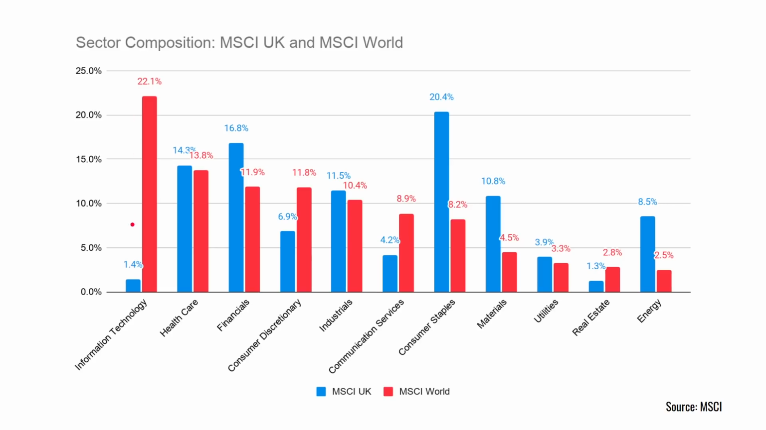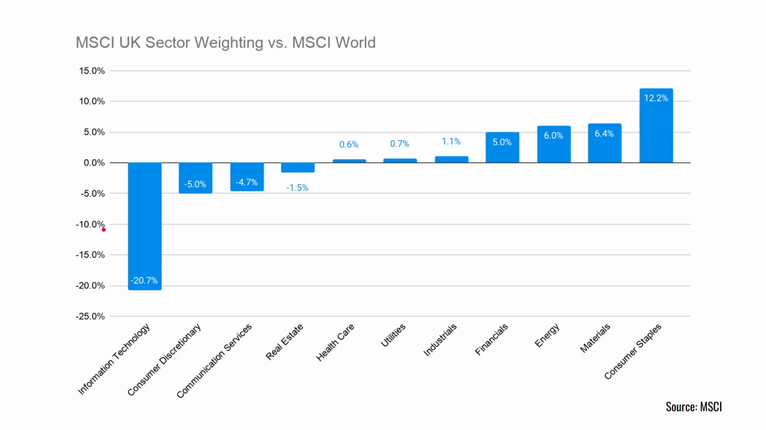The sector composition, which is the kind of industry breakdown for UK equity, is also very unusual. The red bars show you what the sector composition is for MSCI World, which is developed market equity, and the blue bars show you the sector composition for MSCI UK. Notice how many of the bars are very different in size. If I simply look at the differences between those two, you can see that the UK has a massive underweight in information technology. There just isn't much in the way of tech in the UK equity market.